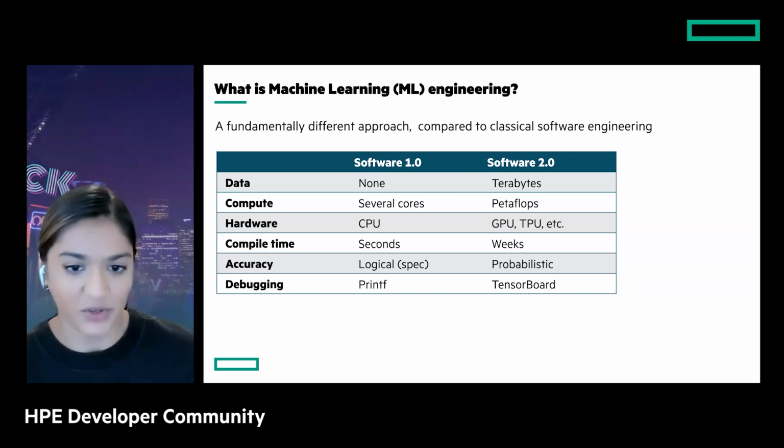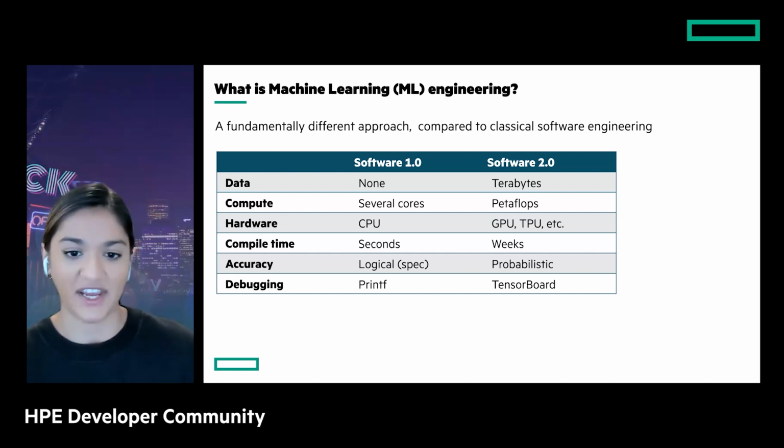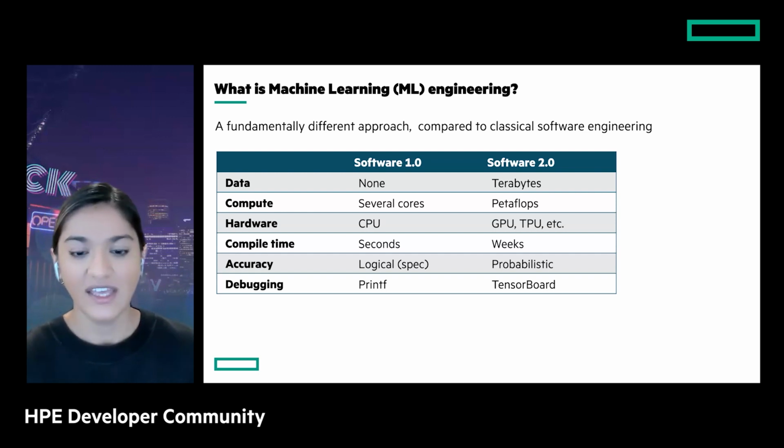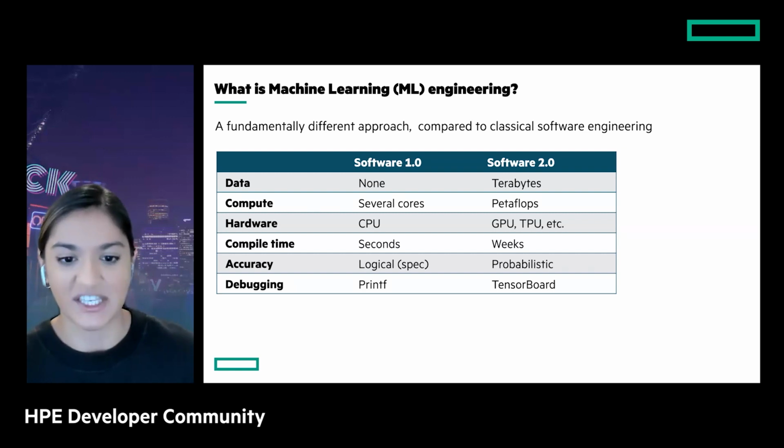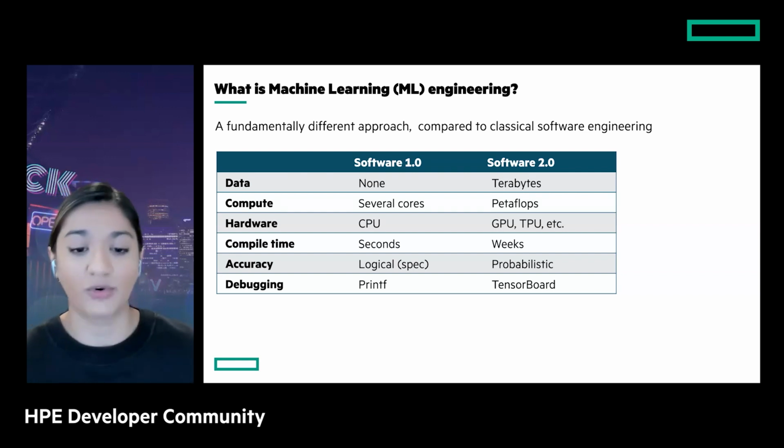And usually a CPU won't cut it. You need a GPU, a TPU, a cluster of GPUs just to train your machine learning model. And because it's so computationally expensive, your compilation time, or the time it takes to train your model, is very commonly weeks or longer.